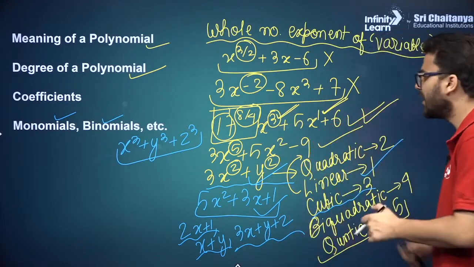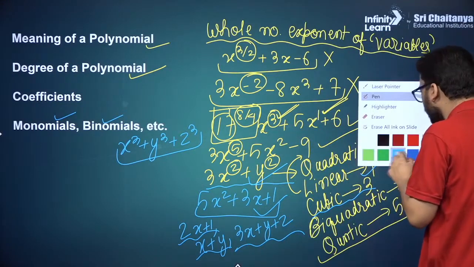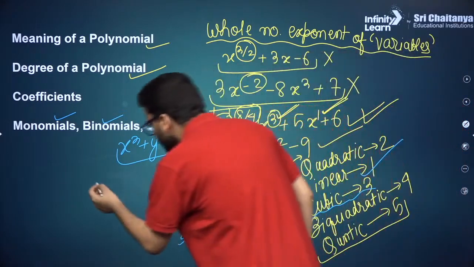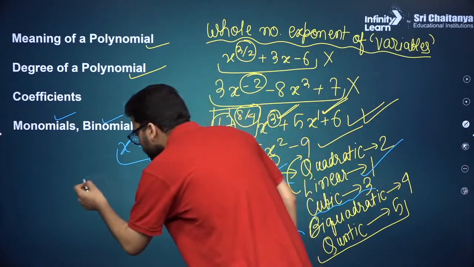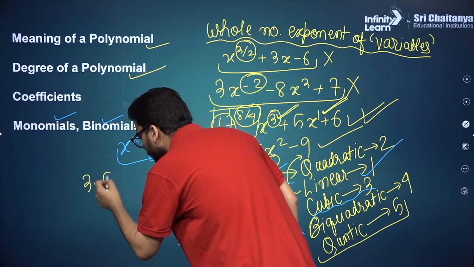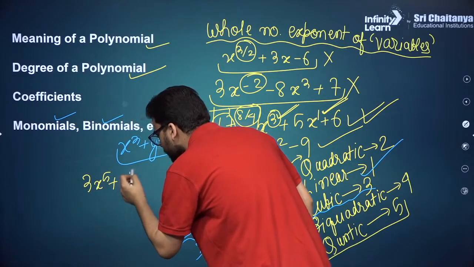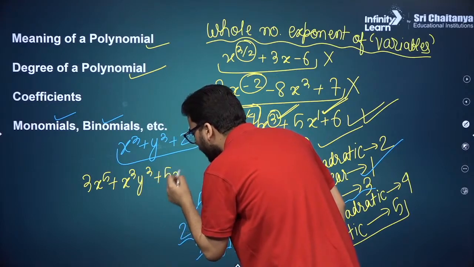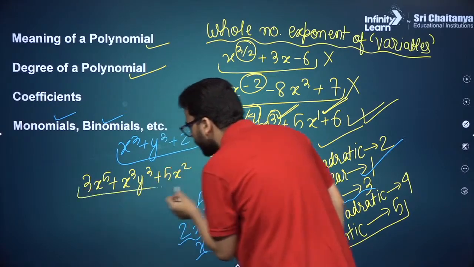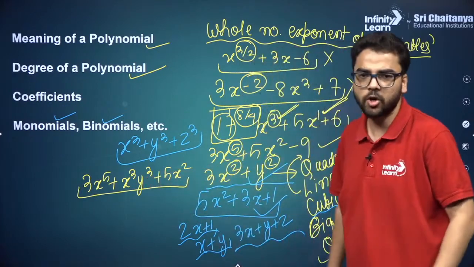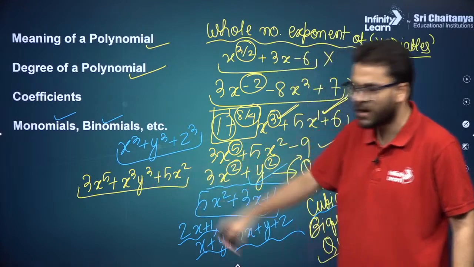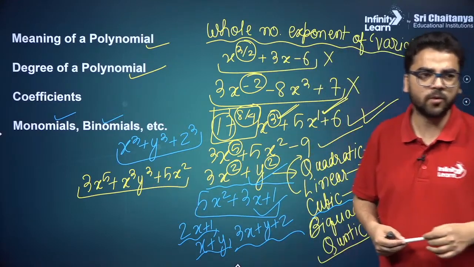Now, one more question on degree is asked. Therefore, I am asking you. See, it is an important question. Simple thing it is. Suppose, what is the degree of this polynomial? Can you tell me? What is the degree of this polynomial? 3x raised to the power 5 plus x cube y cube plus 5x square. What is the degree of this polynomial?